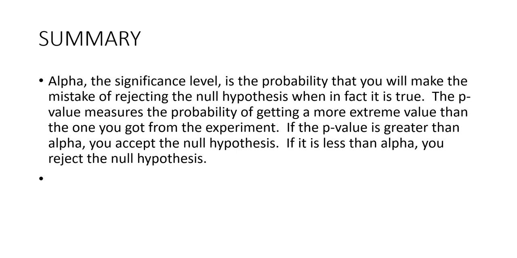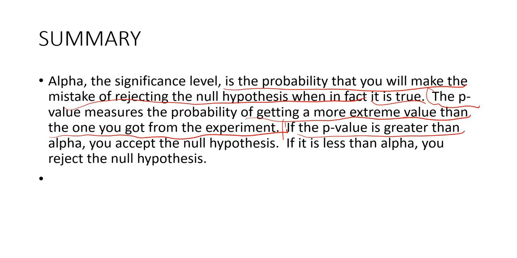So again, the summary: alpha, the significance level, is the probability that you will make the mistake of rejecting the null hypothesis when in fact it is true. That is alpha. The p-value measures the probability of getting a more extreme value than the one you got from the experiment. That is the p-value. You know that it is the area of that critical area.